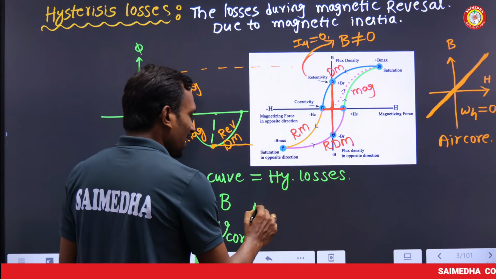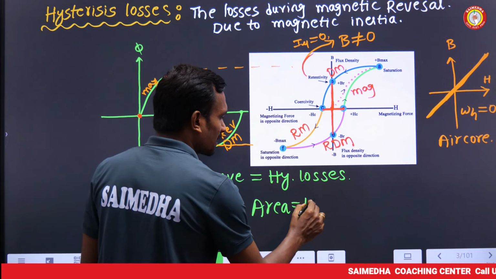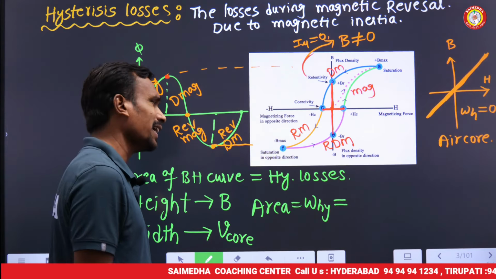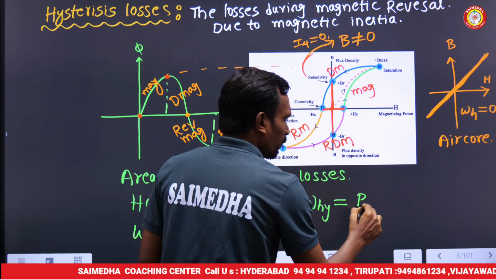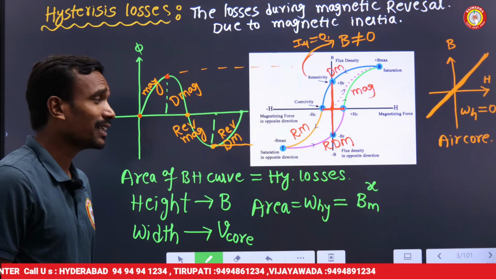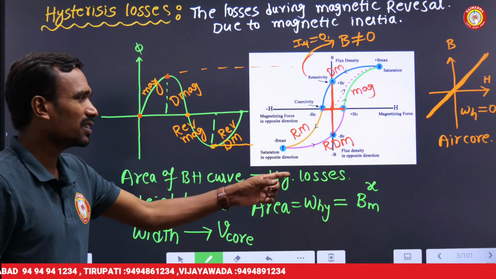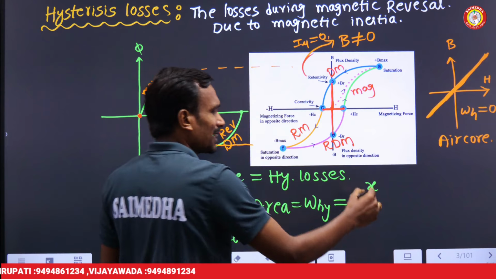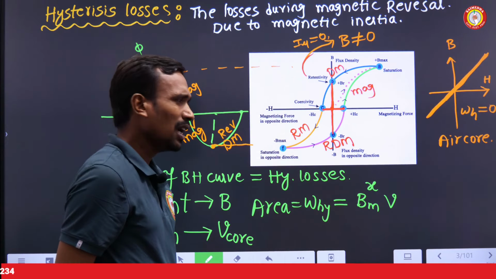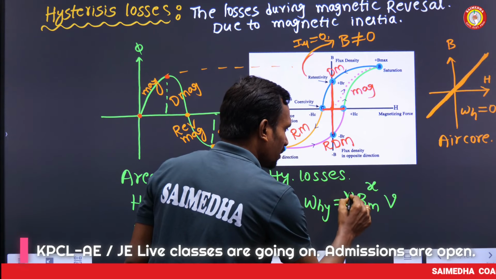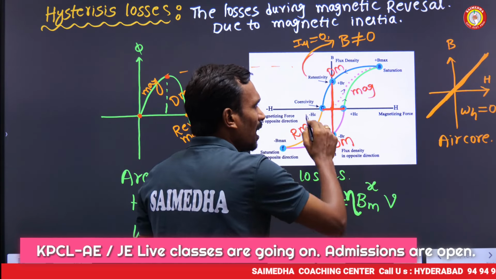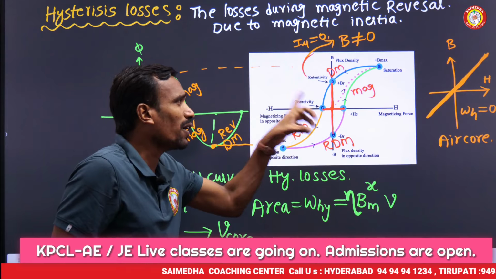The hysteresis loss is nothing but the area, right? Area is the x-axis times the y-axis. The y-axis is the flux density, maximum flux density B max to the power x, where x is the hysteresis coefficient. The x-axis is the volume. Here eta is a constant, the Steinmetz constant. So the area of one curve is eta times B max to the power x times volume V.